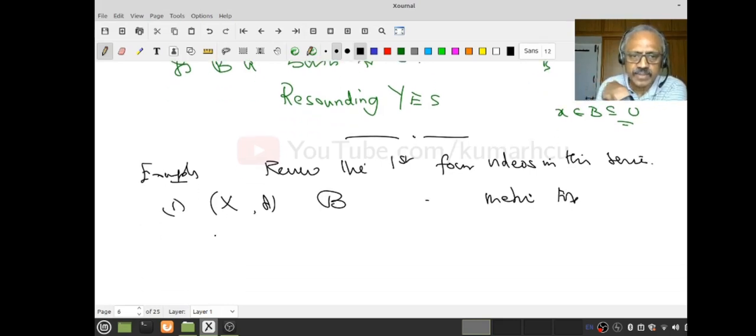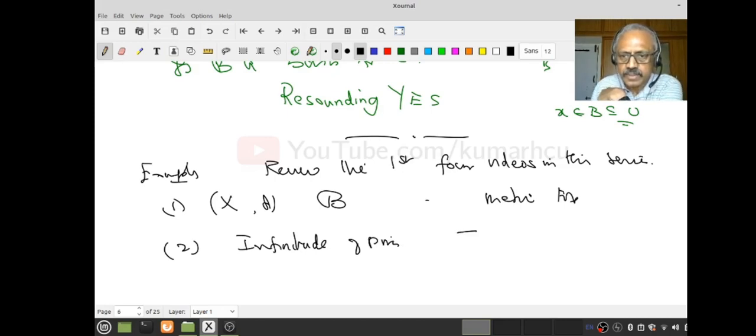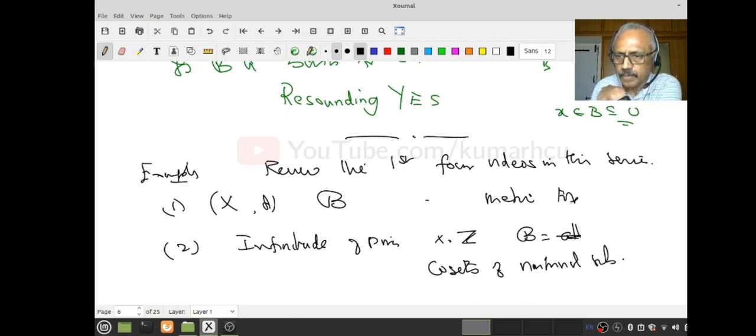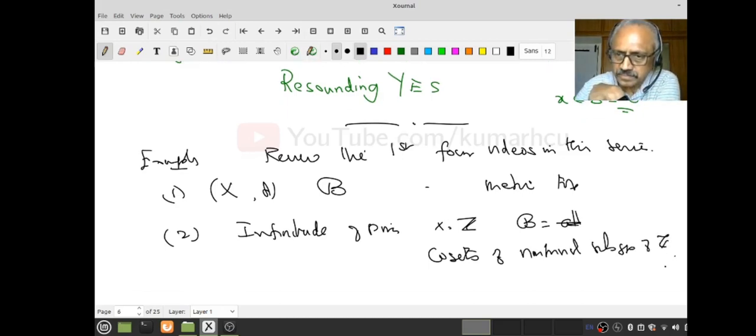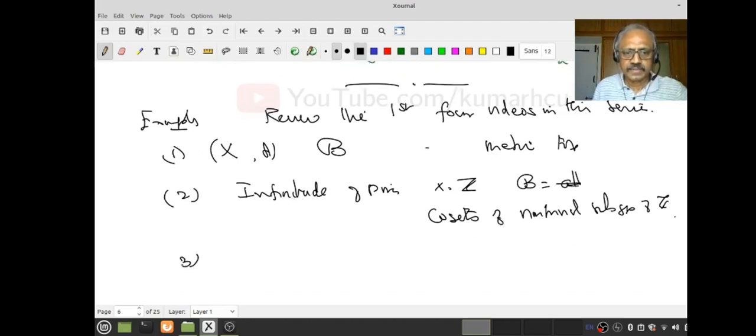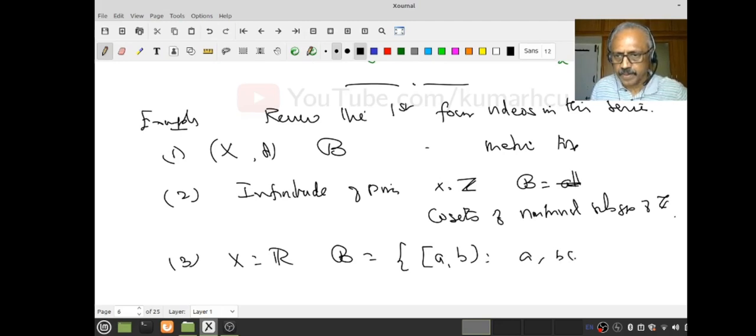And second example, I do not know how many of you have seen, the infinitude of primes. Then my X was this, and script B was a collection of all cosets of non-trivial subgroups of Z under addition. Then we defined a topology. Third, my X was R and script B was all the elements of this kind. Then the topology we had was the lower limit topology.